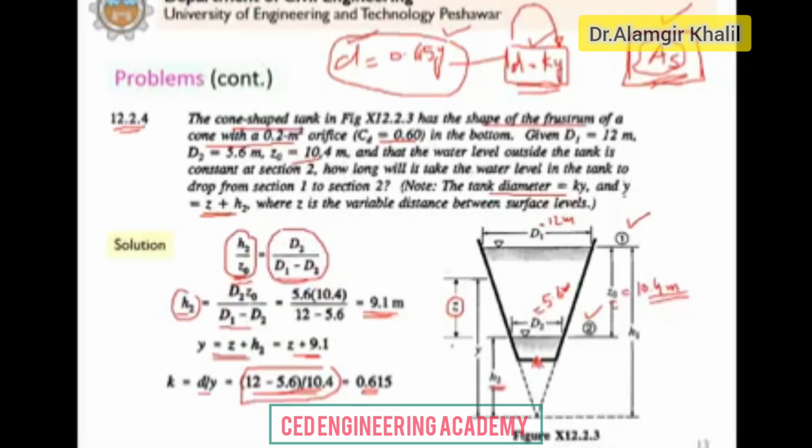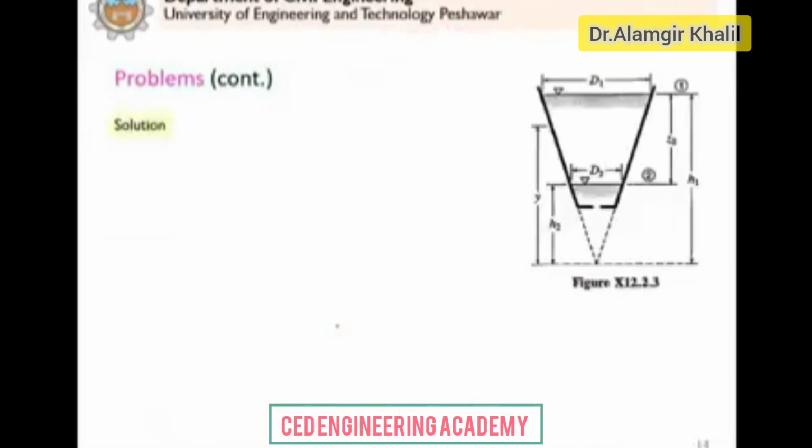But because we have to express this in terms of Z, not Y, in AS pi by 4 D square, D will be equal to 0.615 times Y, but now Y we have to replace by Z. So what you will do is that AS is equal to 0.297 into Z plus 9.1 whole square. So now your AS is expressed in terms of Z. So now with dZ and Z here, we will be able to evaluate the integral to calculate the time for water level to come from 1 to 2.